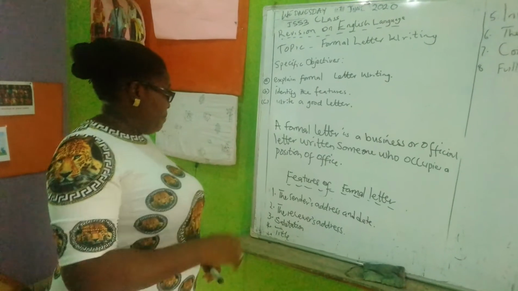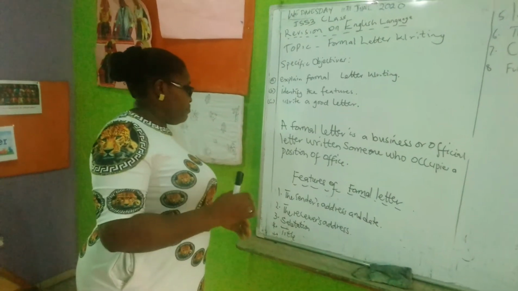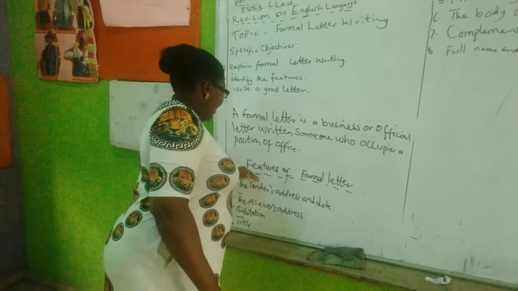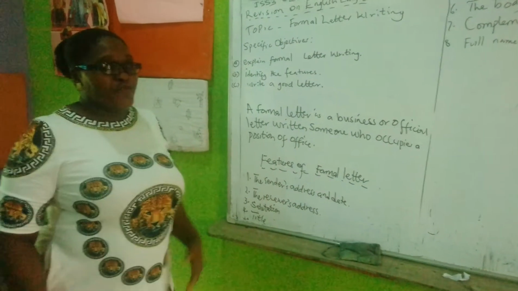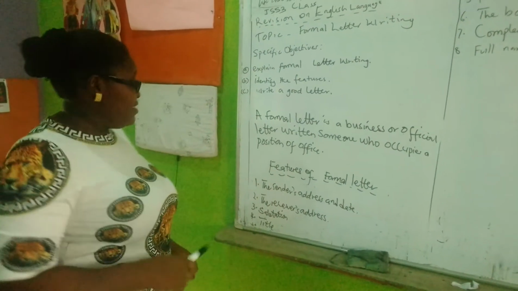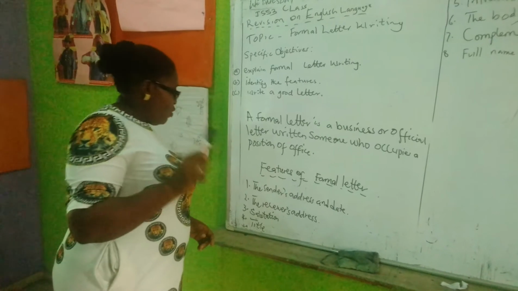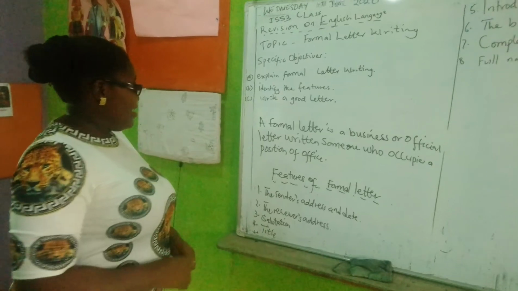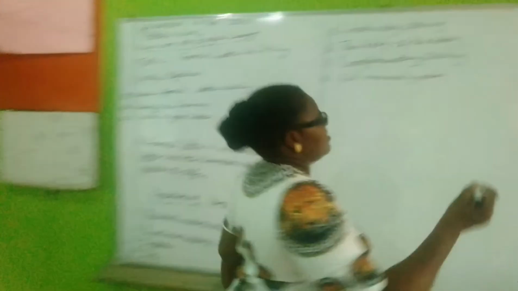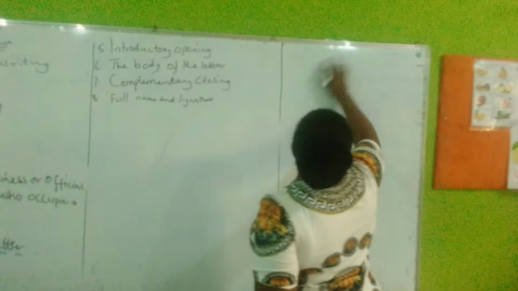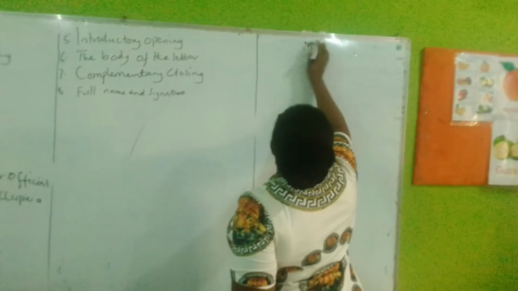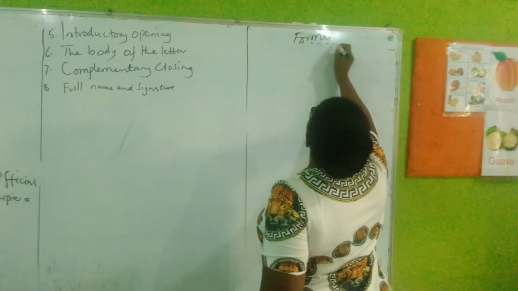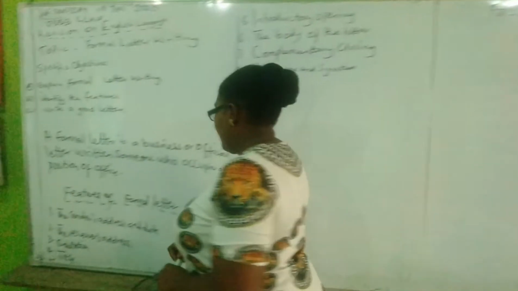You should not jump them. Follow them the way they are listed, because you cannot put the date here and then the address here. No. If you do that, you are failing in the rules of letter writing. So what you should do is look at the features. Which one comes first? Here on our list, we're going to do a format. Let's use this as a model. Let's use it as format. Format of writing a formal letter.